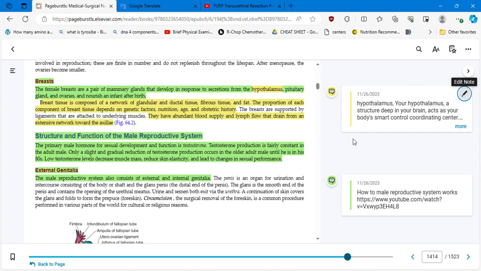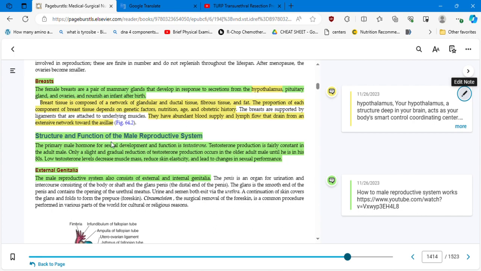The proportion of each component of breast tissue depends on genetic factors, nutrition, age, and obstetric history. They have abundant blood supply and lymph flow that drain from the extensive network toward the axilla. That's why when the provider conducts a physical assessment of the breast, they not only palpate the breast itself, but also press on the axilla area to double check if the lymph nodes are swollen.